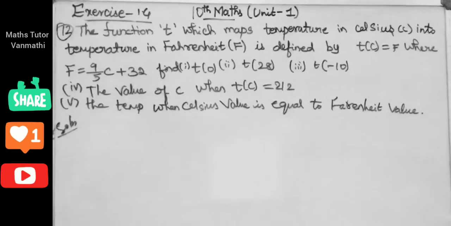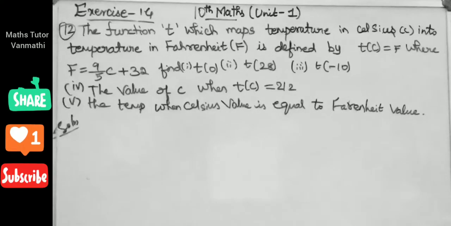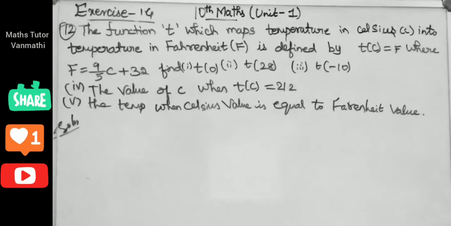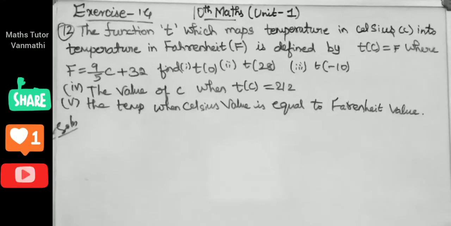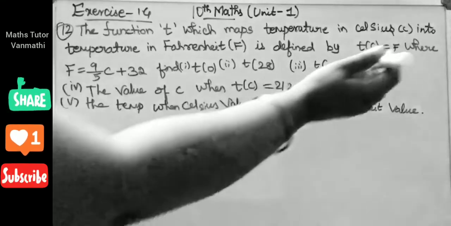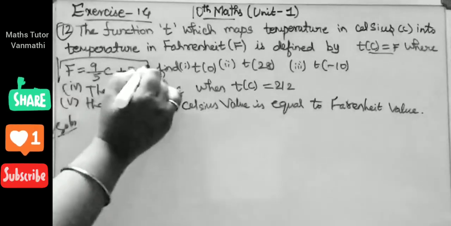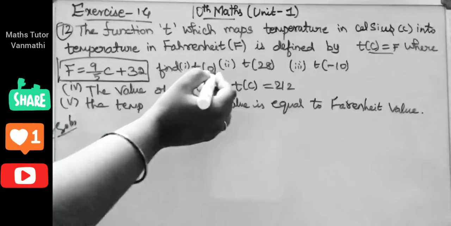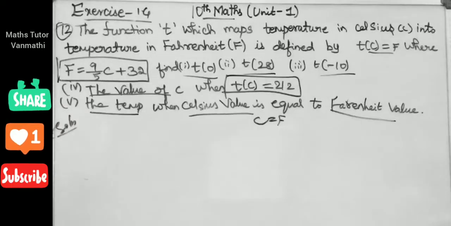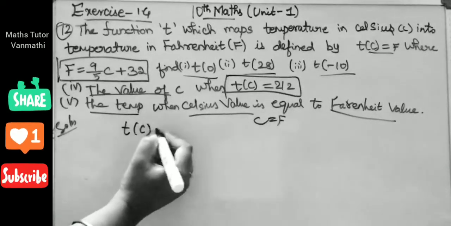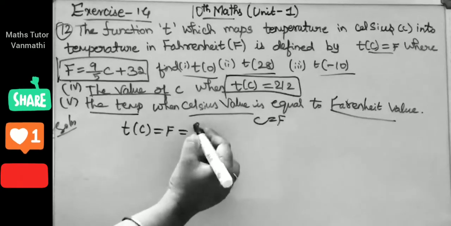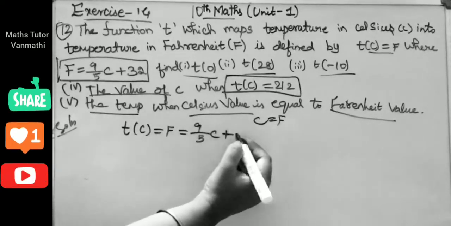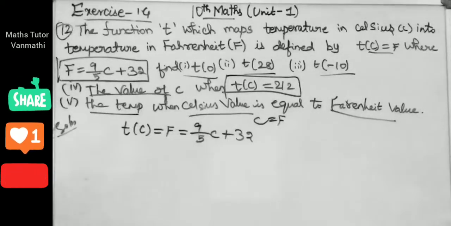The question is, a function t is given, where the temperature is given as Celsius C and Fahrenheit F, and it is defined by one function t of c equal to F, where the F value is nothing but 9 by 5 c plus 32. First we are going to find t of 0. Given value is t of c is equal to F is equal to 9 by 5 c plus 32. This is your given value.